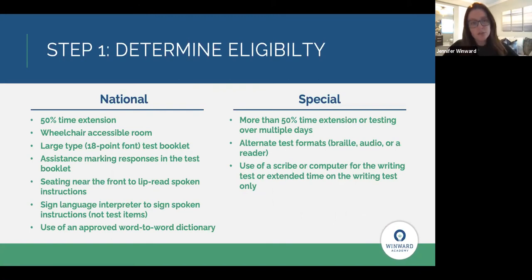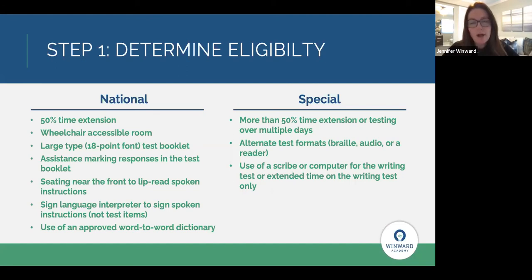So that's where students will apply to take the test over multiple days. So they maybe get 50% extended time, but they have several weeks to take the exam where they can kind of break it up, and they take English on one day, and then maybe a couple days later they take the math. A couple days later they take the reading, right? So if you get more than time and a half, so double or triple time, or if you take the test over multiple days, that is considered special testing.